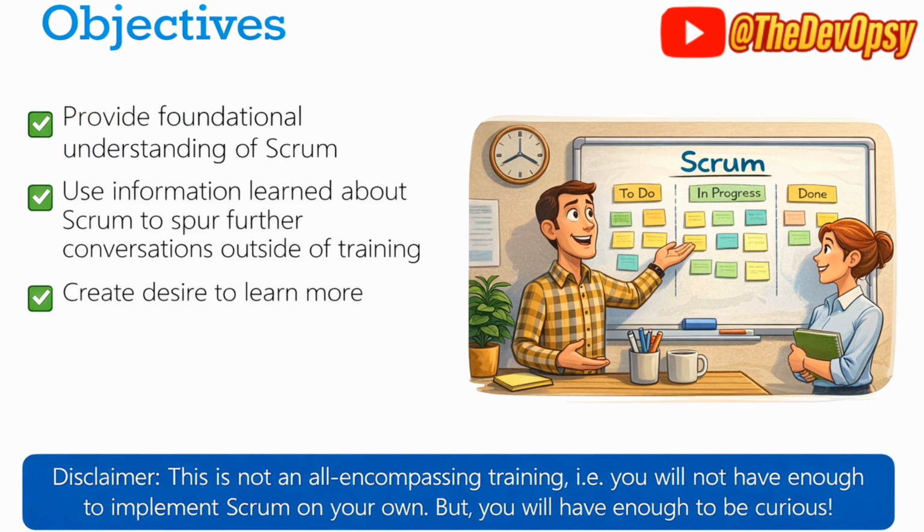So the objectives of this meeting, as I said, are to provide a foundational understanding of Scrum, and to use the information learned about Scrum to spur further conversation outside the training. That's what we will do when we have to actually adopt this on your side, with which tool, maybe Azure DevOps Boards, etc., after this training. So today you may have to unlearn something, because teaching something is not the most important part. The most important part from our side today would be unlearning the previous information which we have about waterfall, about Agile. Let's leave it as it is. Let's learn new things today. Create desire to learn more.